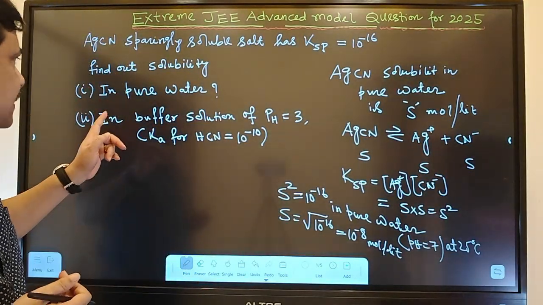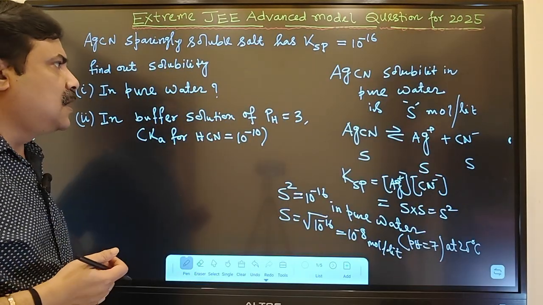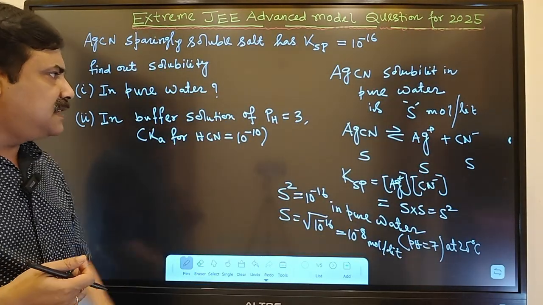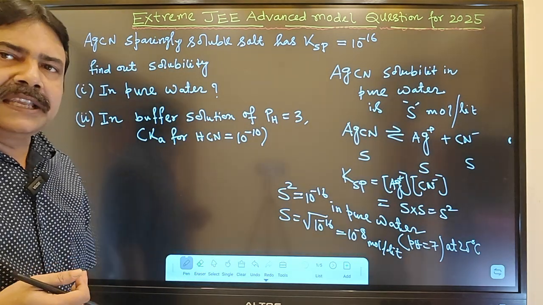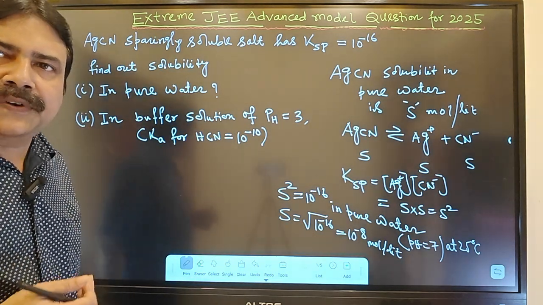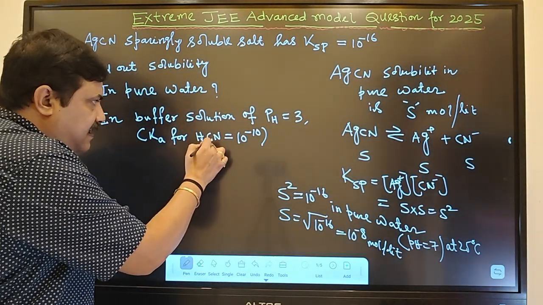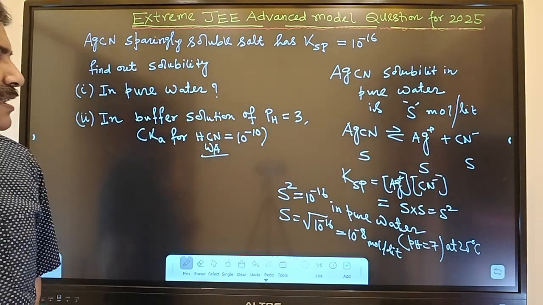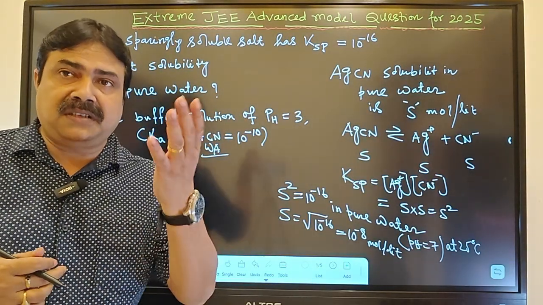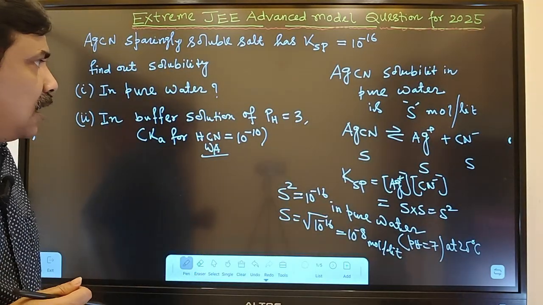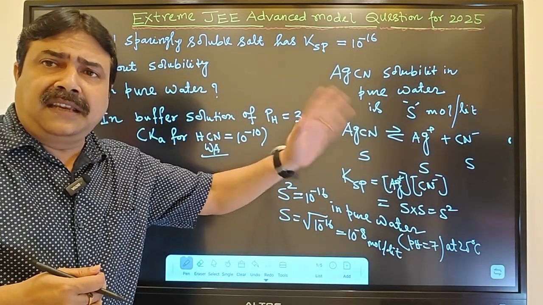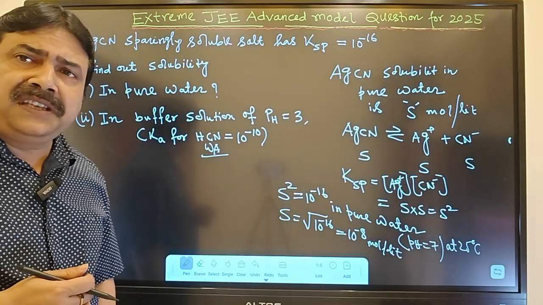The problem arises in the buffer solution of pH equal to 3 they are telling, and the Ka for HCN data are provided. Ka is the dissociation constant for the weak acid; this HCN is nothing but a weak acid. For that, the dissociation constant they provided is 10 power of minus 10. That means whenever pH decreases, the H plus concentration will increase.